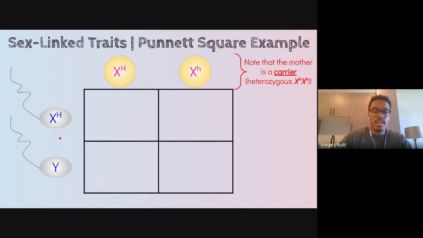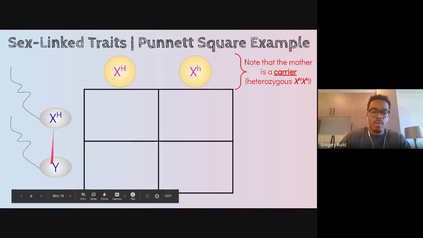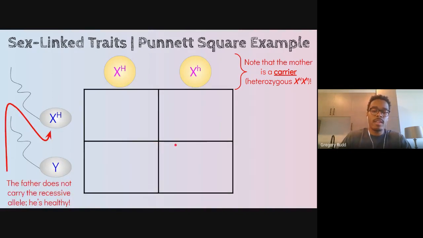Good, Joseph. And how can you tell he's not, Joseph? Because he has one that's dominant in the Y. You can't have nothing there. Good. He's got a dominant allele on his X chromosome. And of course, we can't put anything on the Y because the Y does not carry sex-linked traits. So this father is healthy. He does not carry the recessive allele, so therefore he is healthy.